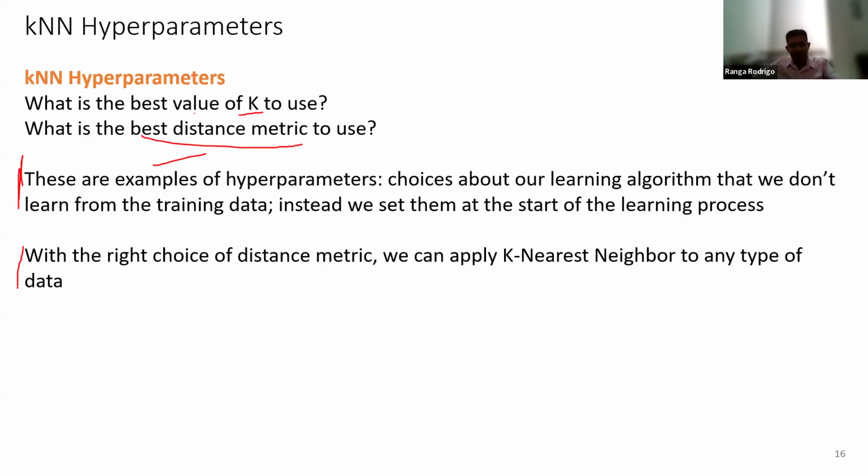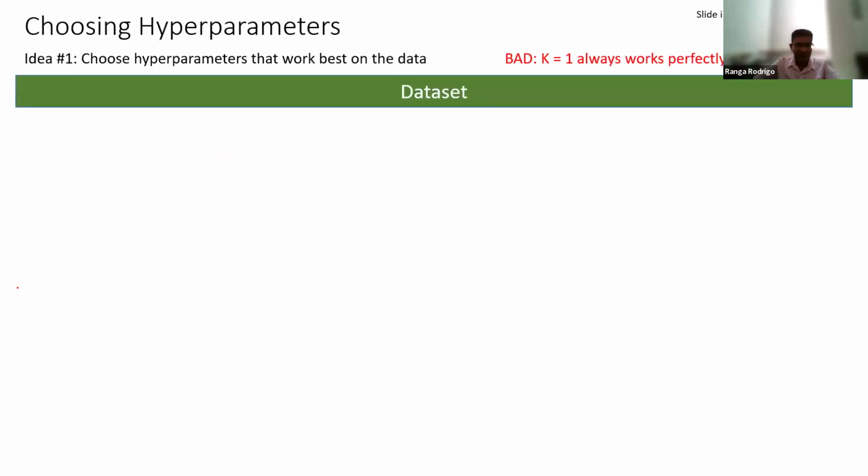Okay. Now, when we discussed the data sets, I said training set, test set, validation set. So we have to understand that. We will understand that now. We have to choose hyperparameters using something called a validation set. Now here you can see idea one: choose hyperparameters that work best for the data. That means you take training data. So what works best for the training data?